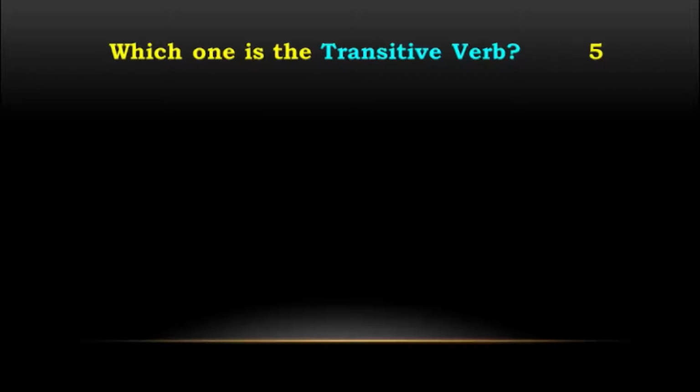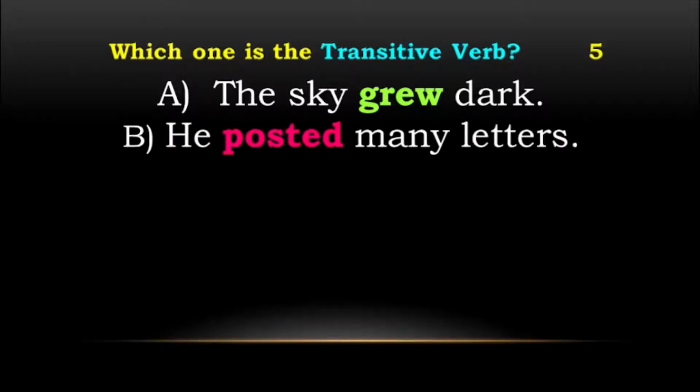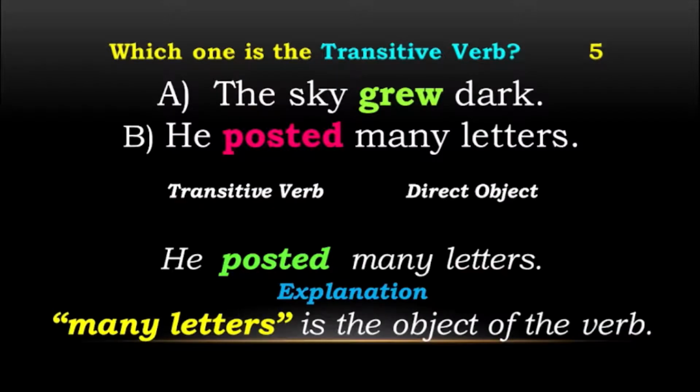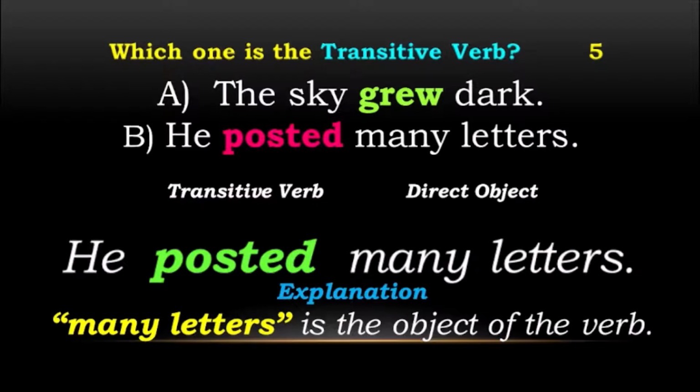Which one is the transitive verb? The sky grew dark. He posted many letters. Yes. The transitive verb is posted and many letters is your direct object. He posted many letters. Post is your direct transitive verb.